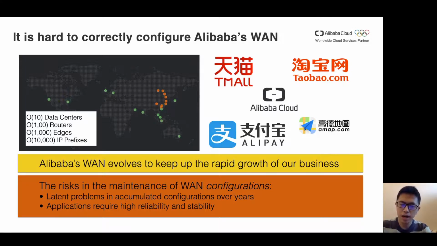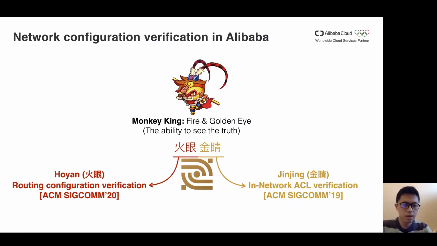Maintaining the configuration of Alibaba's network, especially our global WAN, is extremely challenging because our WAN not only contains a large number of routers and IP prefixes, but also involves many protocols, including BGP, IGP, static routes, as well as ACL rules. To prevent the incidents resulting from network misconfiguration, Alibaba decided to adopt network verification to prevent configuration-induced incidents ahead of time. Our verification system is named 火眼金睛.